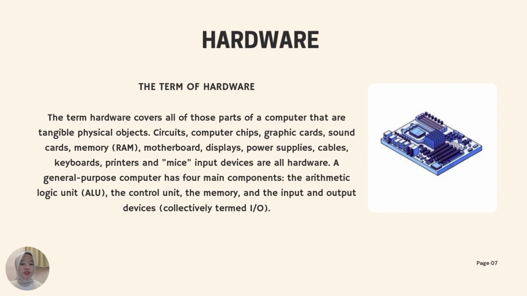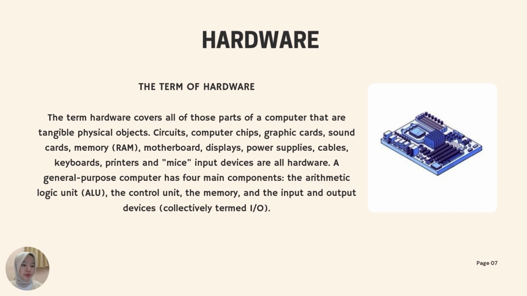So now we are going to discuss hardware. The term hardware covers all of those parts of a computer that are tangible physical objects: circuits, computer chips, graphic cards, sound cards, memory or RAM, motherboard, display, power supplies, cables, keyboard, printer, and mice. Input devices are all hardware.